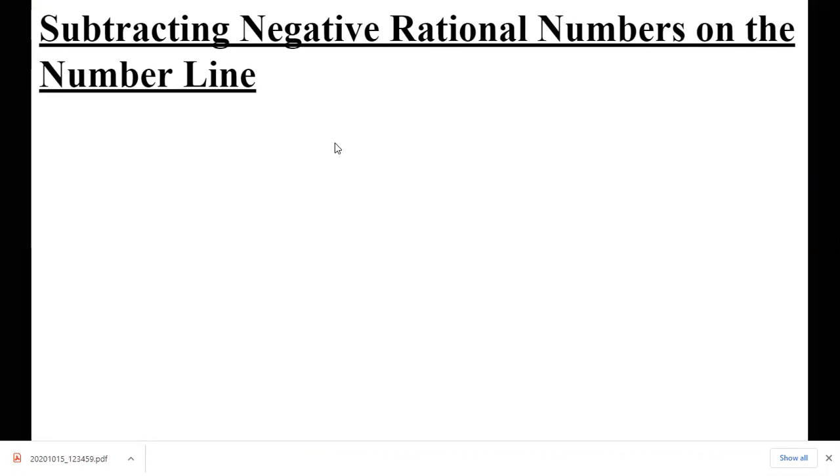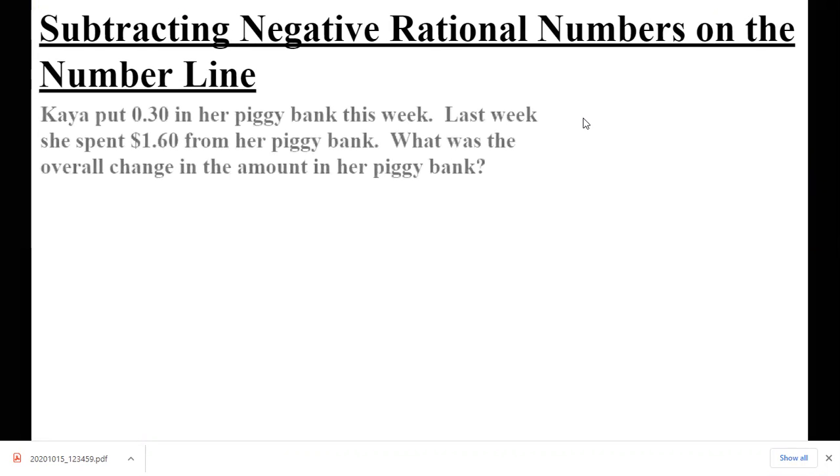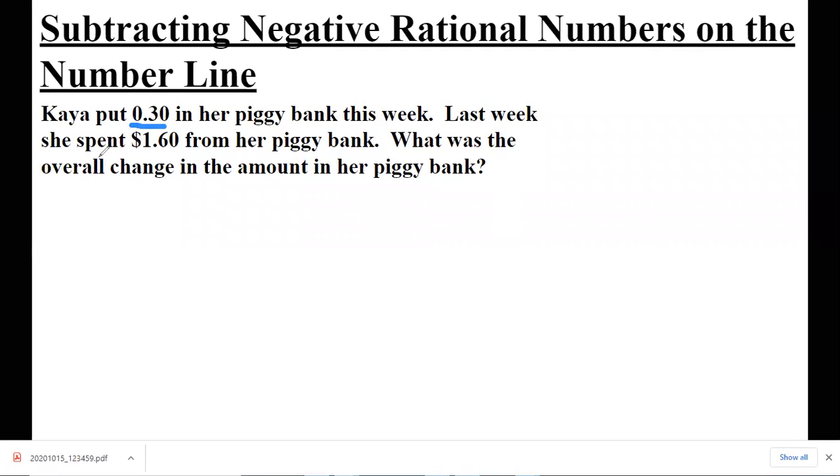We're going to continue. Kaya put 30 cents in her piggy bank this week. Last week, she spent $1.60 from her piggy bank. What was the overall change in the amount in her piggy bank? So the 30 cents is a positive. She put the money in. The $1.60 is money she took out of her piggy bank, so that's a negative.